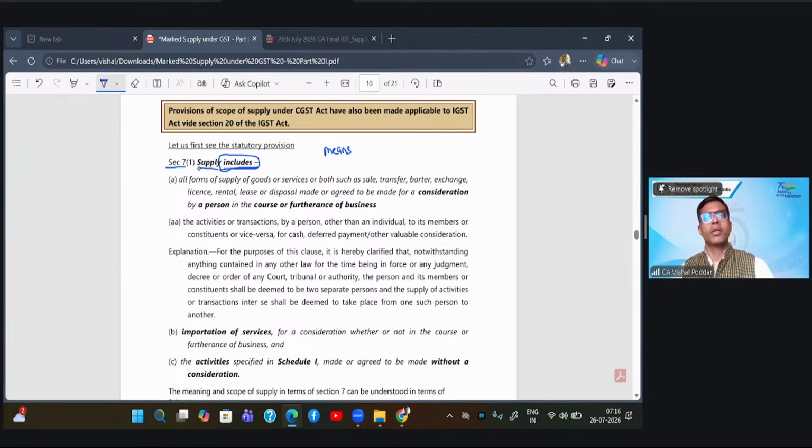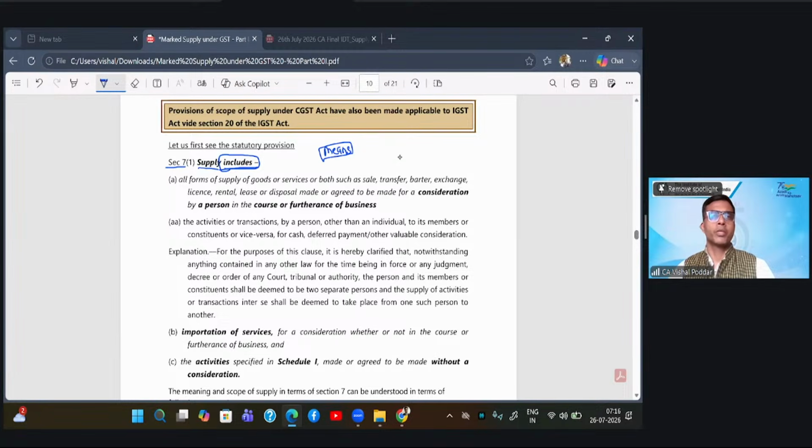Now, whenever the word includes is used, it means that what we are going to explain is just illustrative, it is not exhaustive. And if the word means is used, it will mean that what we have defined is the exhaustive list. It is the full and final list. Nothing beyond this will be covered in that definition.